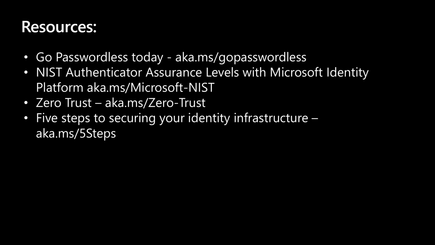And then 5 steps to securing your identity infrastructure. If you go to aka.ms/5steps, these 5 steps will make sure that you're able to secure your identity infrastructure, from using Identity Secure Score and enabling extranet lockout. They're just really great steps, so definitely check them out.